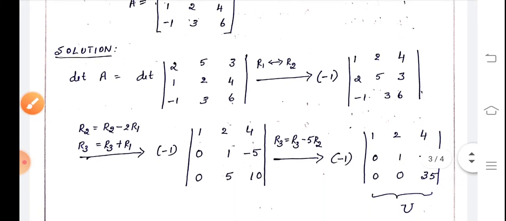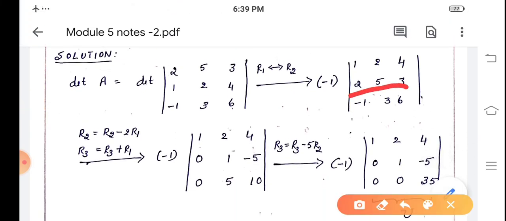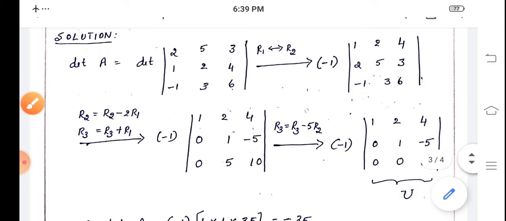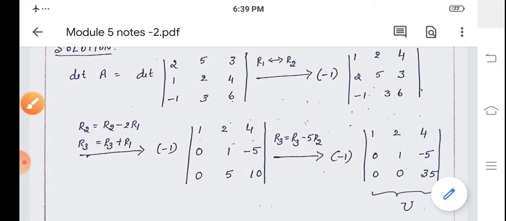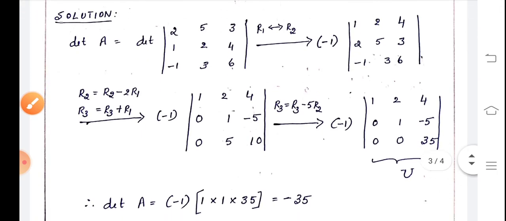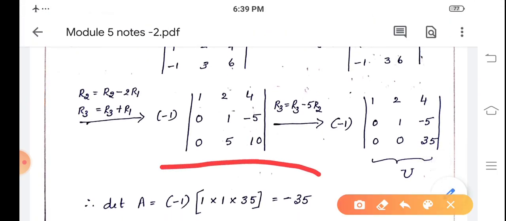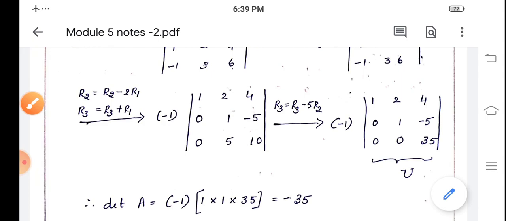Next we write the row operation for R2 and R3 to get the echelon form. That is R2 is equal to R2 minus 2 times R1 and R3 is equal to R3 plus R1. Now we are getting minus 1 into determinant, first row 1, 2, 4, second row 0, 1, minus 5, third row 0, 5, 10.